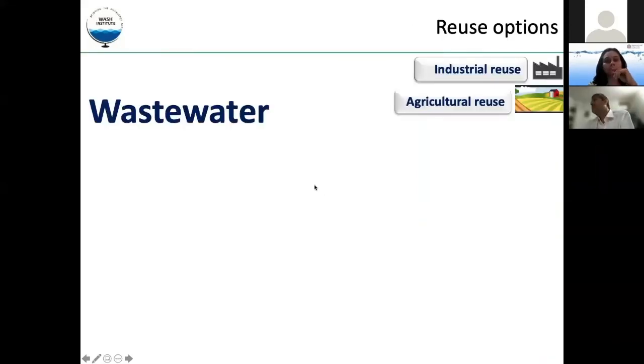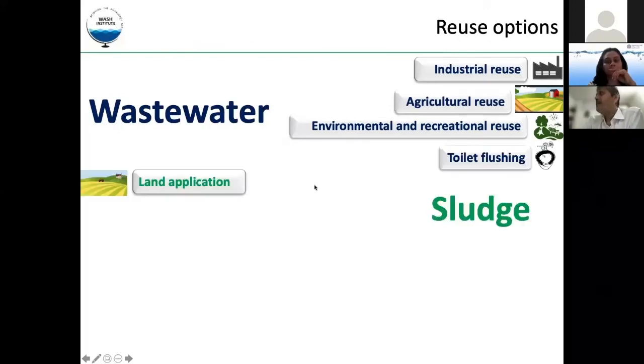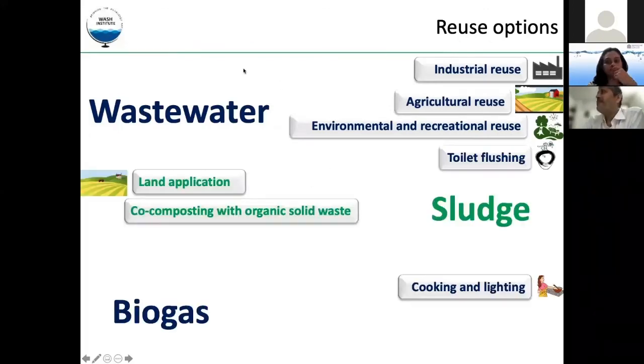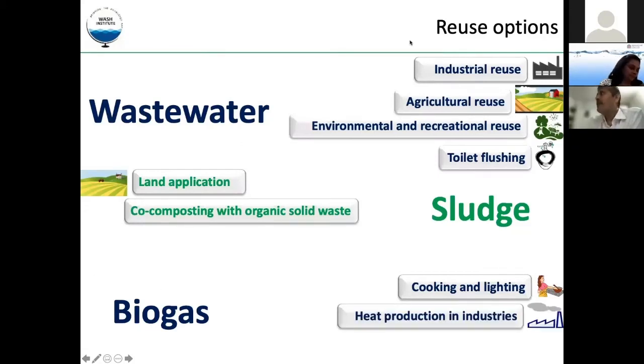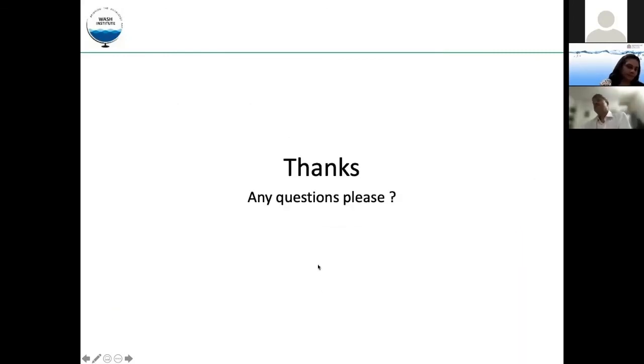Yeah, of course, the reuse options are there because the treatment byproducts we have are treated wastewater, sludge, and biogas. So, of course, water can be used for different purposes, for agriculture, for industrial reuse, for all such things. And of course, the sludge, with adequate treatment, can be used for land application. And if you generate biogas, then it can also be used for heat production, basically cooking and lighting. Yeah, so that's it.